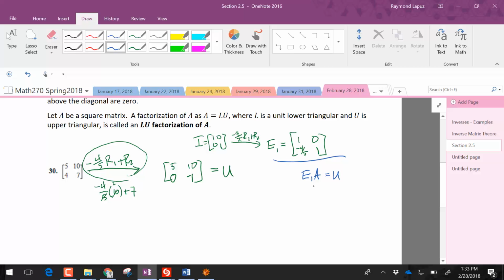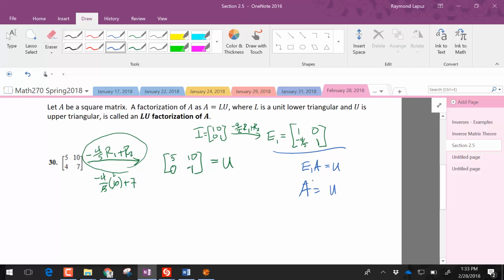What's A? If I want to solve for A here, let me check your inverse knowledge. What's A equal to? Don't say U divided by E1. Is it U times E to the negative 1? That's not correct either. What should it be? E to the negative 1 times U, right? Because it's happening on the right side.